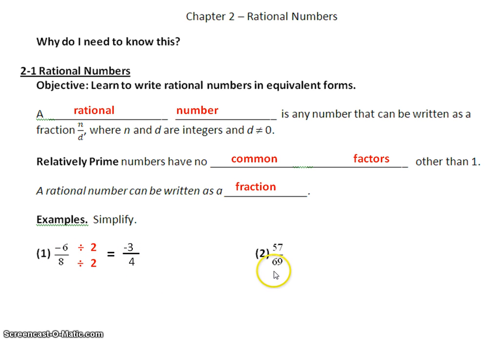In example number 2 over here, the fraction of 57 over 69, we can simplify that. 57 and 69 have a common factor of 3, so we can divide the numerator 57 by 3 as long as we divide the denominator 69 by 3. This will simplify to the fraction of 19/23. What we do to the numerator, we need to do to the denominator with multiplication and division.